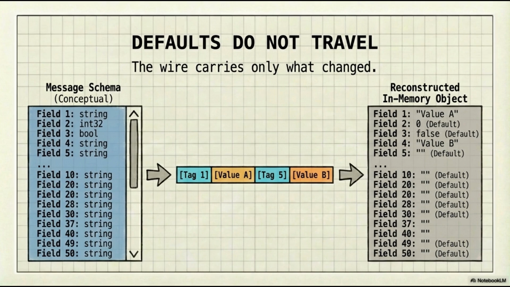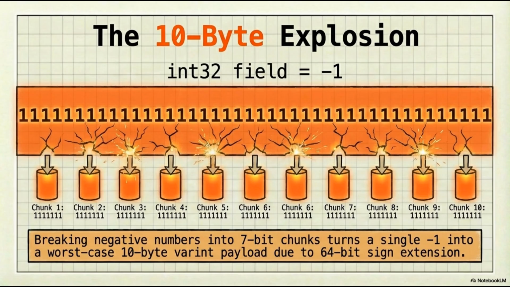If the highest bit of every varint byte is always reserved as a continuation flag, what happens to negative numbers? Because negative numbers in binary use the highest bit, the sign bit, to indicate they are negative. Doesn't splitting them into chunks completely break the math? If I send -1 in a standard int32 field, what happens? You've spotted the trap. It absolutely wreaks havoc on the varint logic.